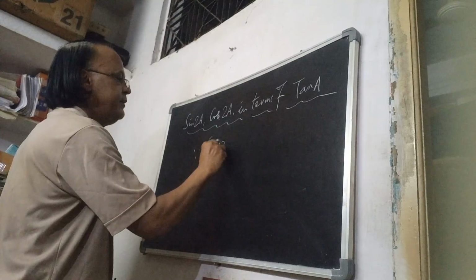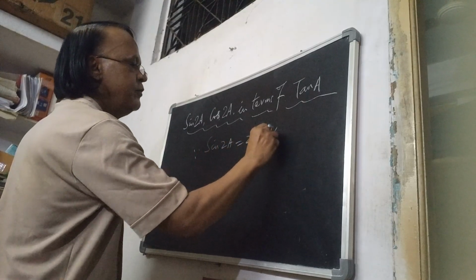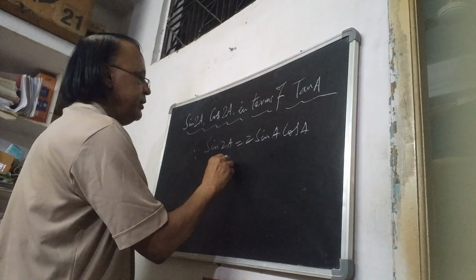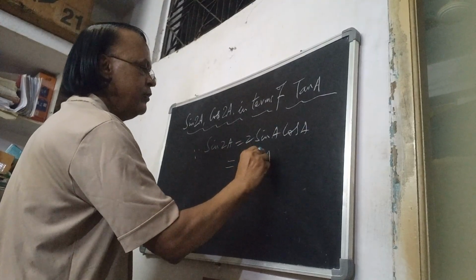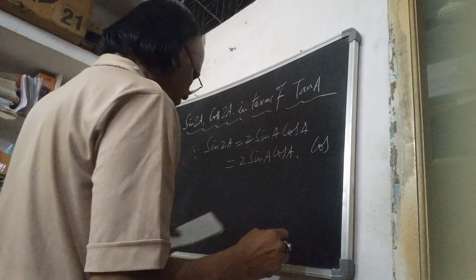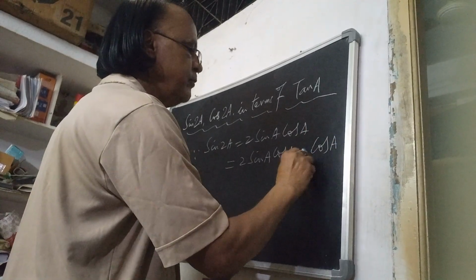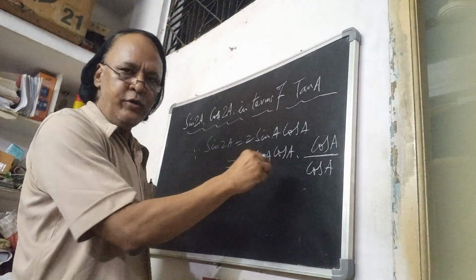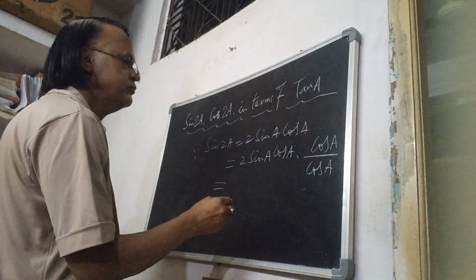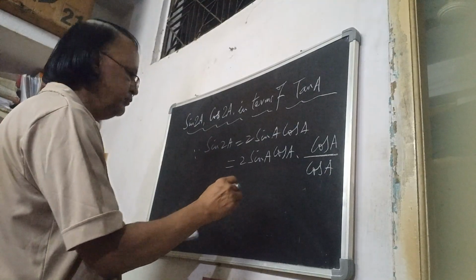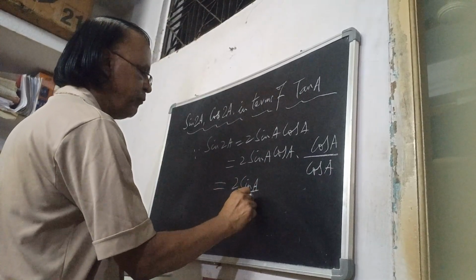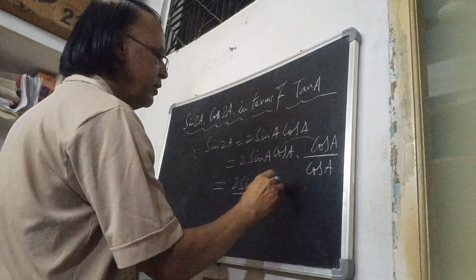Since sin 2a is equal to 2 sin a cos a, that is equal to 2 sin a cos a into cos a by cos a. Multiplying and dividing by cos a, it is equal to 2 sin a by cos a into cos square a.